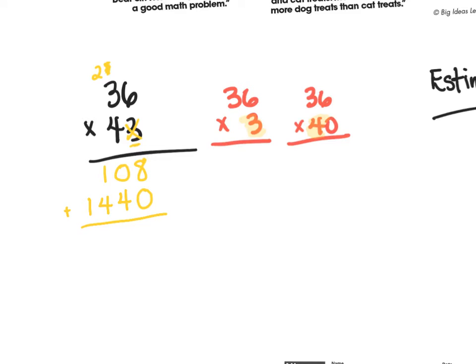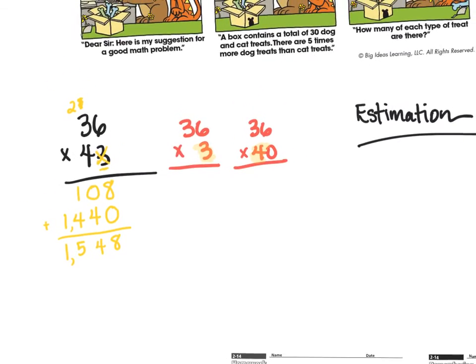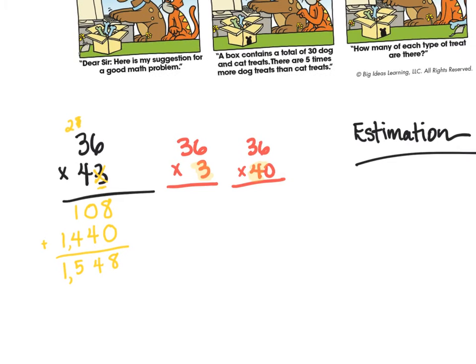And then I'm going to go ahead and add this 8 and 4 and 5 and 1, and I'm going to put my comma, 1,548. Okay, so now let's just see if my answer is reasonable.